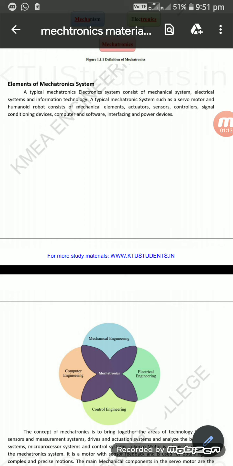Humanoid robot means we interface these servo motors into some robotics. That is called mechanical elements. And next: actuators and sensors and controllers, signal conducting devices, computers and software interfacing, and power devices. So these are the elements of mechatronic systems.